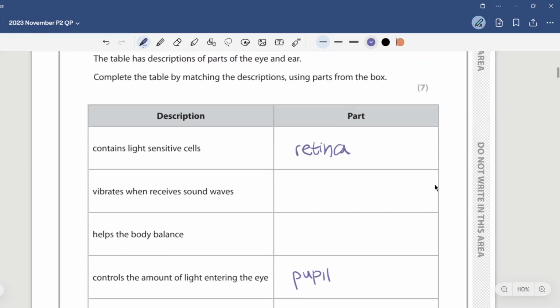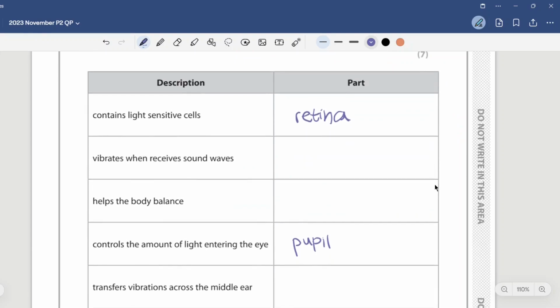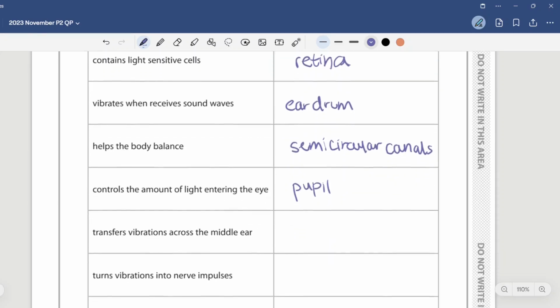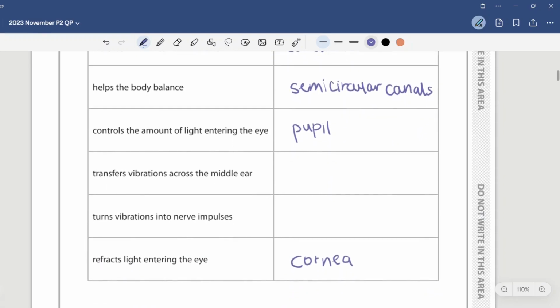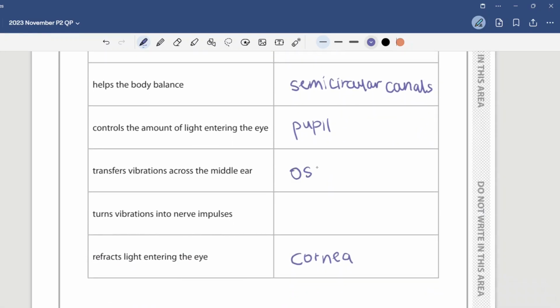All right, so let's go over the table. Vibrates when receives sound waves, that would be the eardrum. Helps the body balance, that would be the semicircular canals. Transfers that vibration across the middle ear, that's the three bones, the ossicles. And then lastly, it turns vibrations into nerve impulses. That's your cochlea.